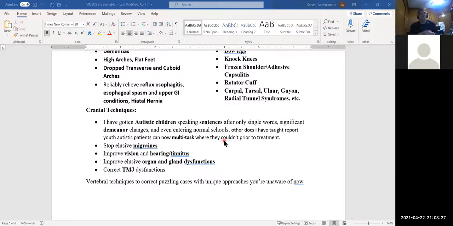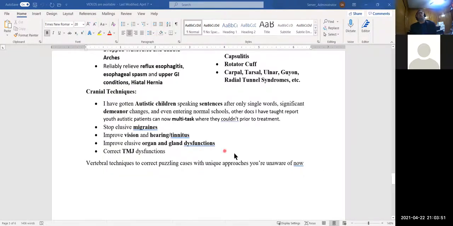Another doctor called up, said the same thing happened to him. It's really easy to do, folks, and it doesn't take a lot of force. We show you how to do it with minimal force, minimal effort. Stop elusive migraines, improve vision, hearing, tinnitus, improve elusive organ and gland dysfunctions, correct TMJ dysfunctions.